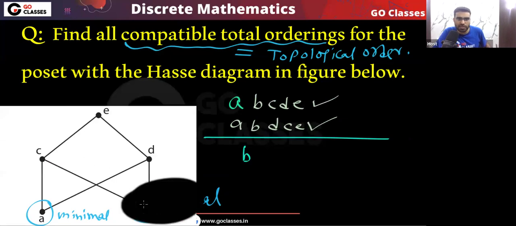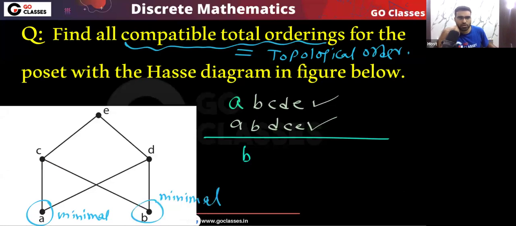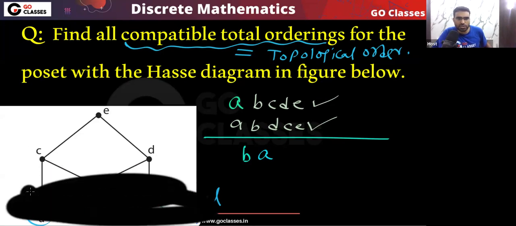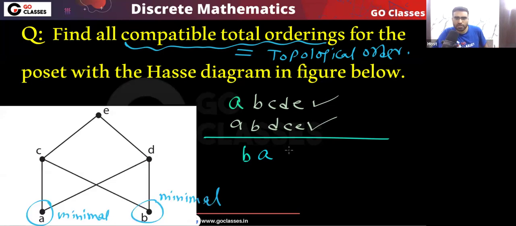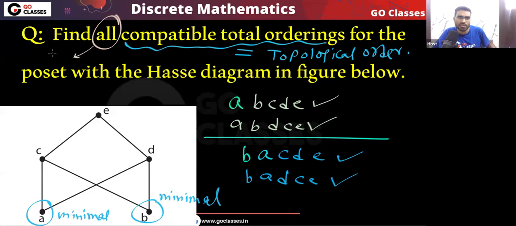Now, if I start with B, I delete this B. Now, which is the minimal element? Can I take D? Is D minimal? No, D is not minimal because A is related to D. D has an incoming edge from A, so you cannot take D. So if I delete this B, then I have to take A. Now, if I delete these two, again C and D are minimal. So either I can do C, D, E or I can do D, C, E. So the total answer, find all, how many are there? The answer will be 4.